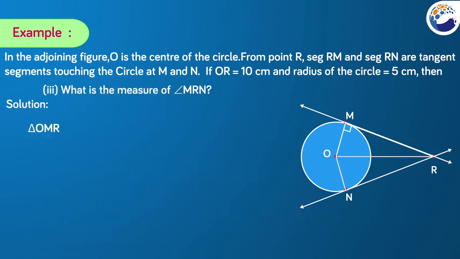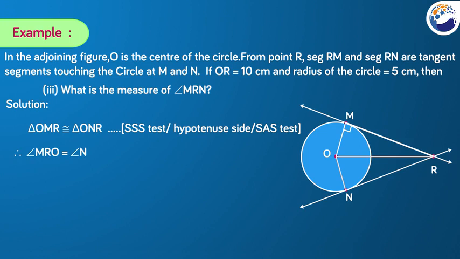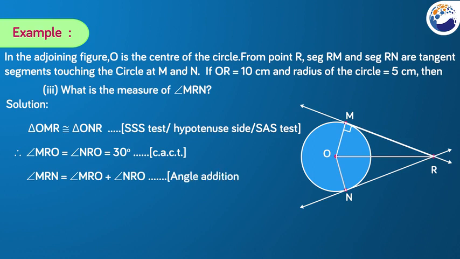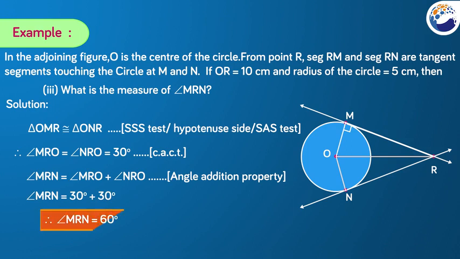3. Triangle OMR is congruent to triangle ONR by SSS test or hypotenuse side or SAS test. Therefore, angle MRO is equal to angle NRO is equal to 30 degree, by CACT. Angle MRN is equal to angle MRO plus angle NRO by angle addition property. Angle MRN is equal to 30 degree plus 30 degree. Therefore, angle MRN is equal to 60 degree.